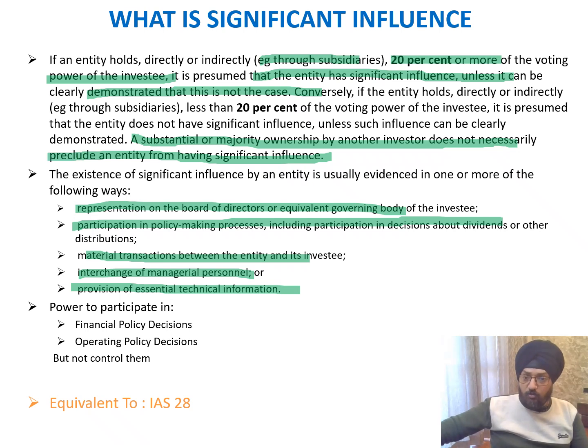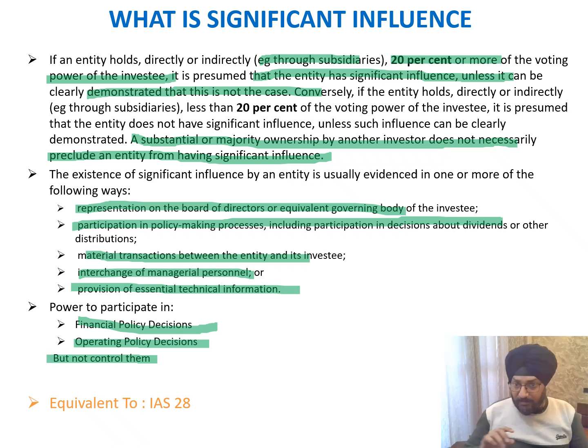Okay, so we have to look judicially at each and every aspect to determine whether the entity is having significant influence over the other. And what does significant influence mean? It means the power to participate in the financial policy decisions and operating policy decisions, but not control them. This is very, very important. There is no control, because when there is control, it is a subsidiary.